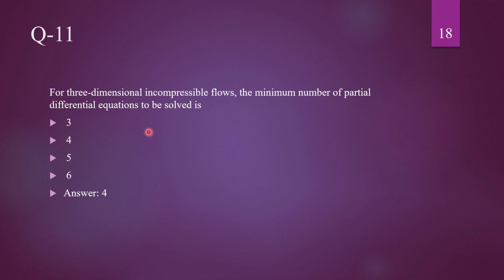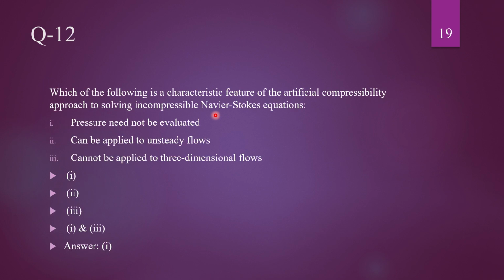And again, the minimum number of partial differential equations for three-dimensional incompressible flow is 4, with 1 continuity and 3 momentum conservation equations. When we were dealing with compressible fluid flows, we were additionally solving the energy conservation equation to account for the compressibility. This is an artificial compressibility method.